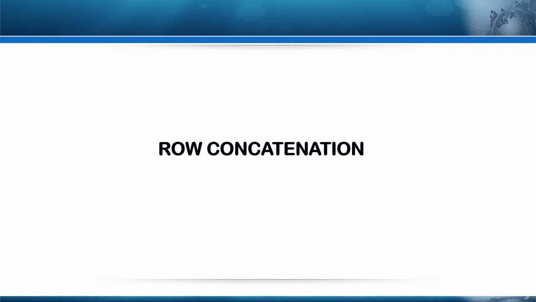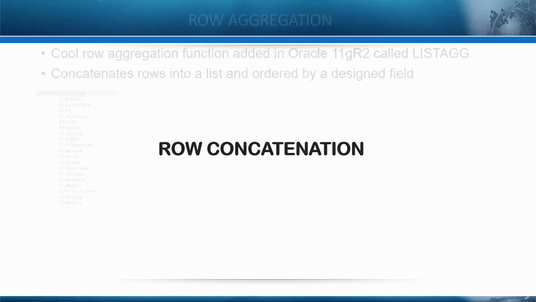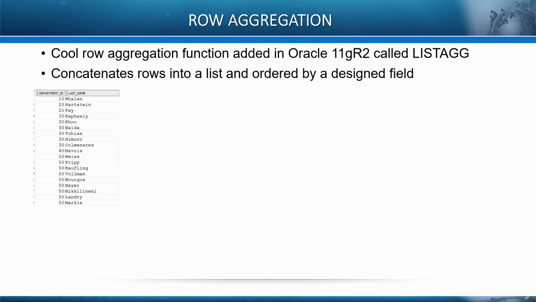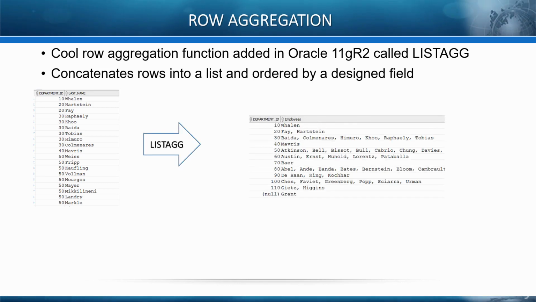In this lesson, you're going to learn about another very cool function that is built within Oracle for row concatenation. In Oracle 11G Release 2, Oracle introduced a cool new function for string aggregation. The LISTAGG function, which is short for list aggregation, allows us to concatenate rows into a list and order them by a desired field. So it takes simple rows stored in this form and concatenates them into this.